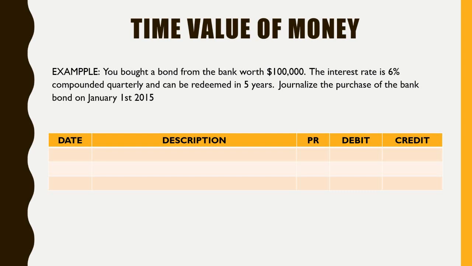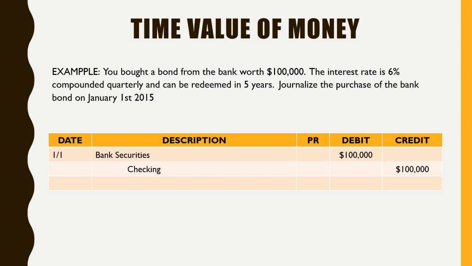So here's the example, right? We decided to invest in a bank bond worth $100,000, and the interest rate is 6%, and it's compounded quarterly. Okay? And it can be redeemable in 5 years. Journalize the purchase of the bank bond in 2015. So there you go. Same journal, but this time we have a new component. We have a new variable.